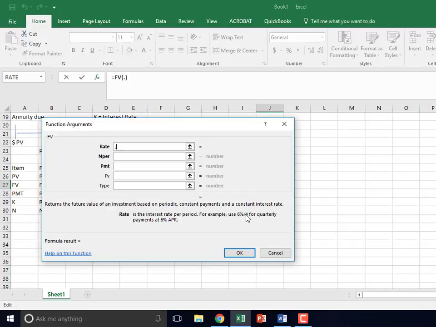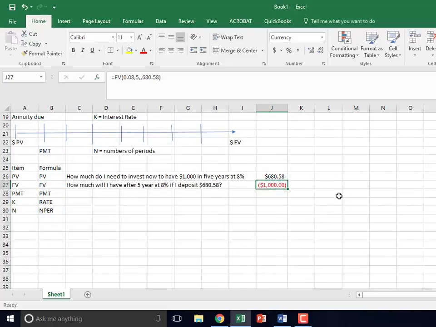What was our rate? It was 8%. What's our number of periods? 5 years. Again, this is not an annuity problem, so we're going to skip over payment. And the present value we said was $680.58. Okay, say okay, and look, we have $1,000. And again, that's going to be negative, so we want to put a negative at the beginning. That's again just how that function works.